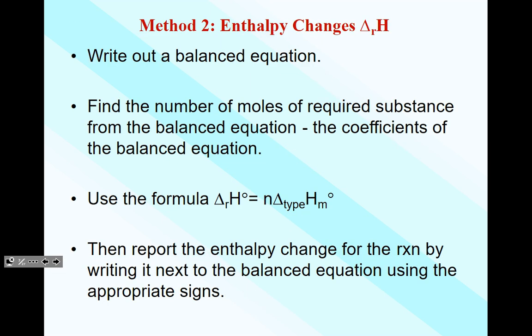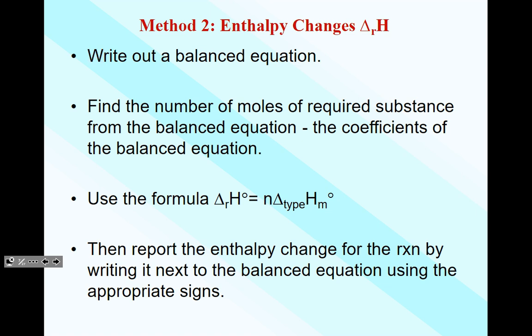So method number 2, enthalpy changes. This is simply an enthalpy change of reaction. There are a few different steps involved. Step number 1, you write out a balanced equation. Find the number of moles of the required substance from the balanced equation, by looking at the coefficients, and we use the formula: your delta H of the reaction is equal to the number of moles times your delta H.